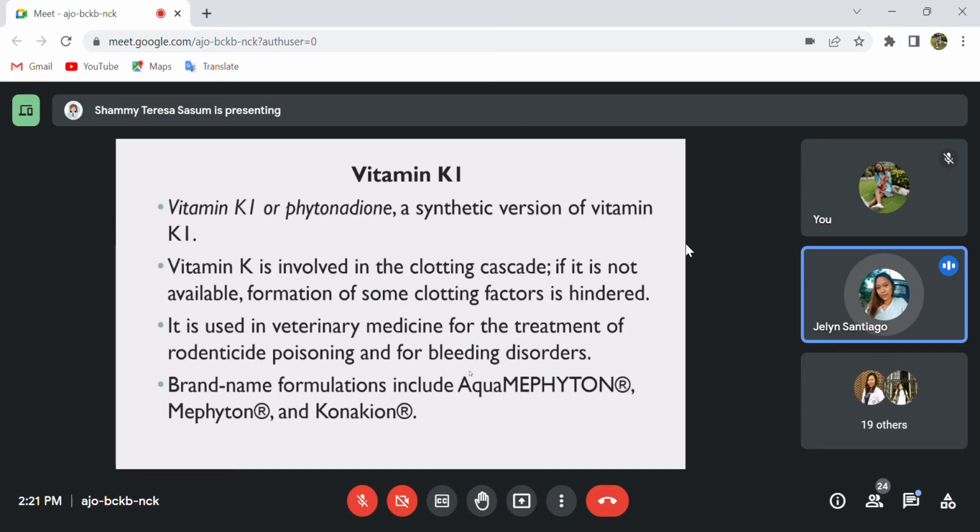The brand name formulations include Aquamephyton, Mephyton, and Konakion. Yung mga side effect niya include yung mga anaphylactic reaction, which is yung mga severe allergic reaction. And another side effect is yung bleeding from the injection site. And also, it is used in cats, sa dog, horse, birds, and rabbits.